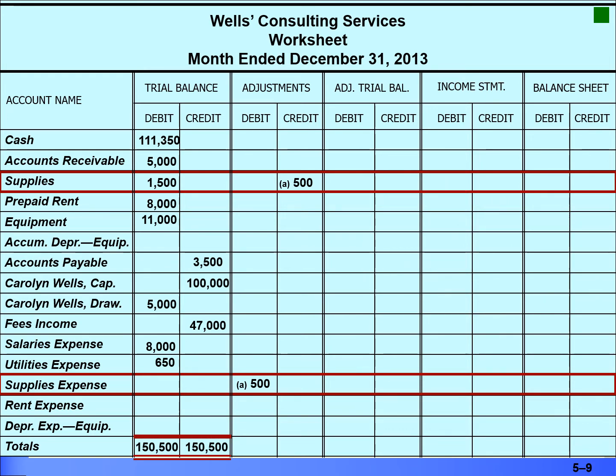And so eventually, this $1,500 right here of supplies debit, you're going to subtract that 500, and then in the adjusted trial balance, you're going to put $1,000 right there. That should reflect making your adjustment. And then down here, since you didn't have a supplies expense account set up yet, you added it. Here's your debit. So then in your adjusted trial balance, you would pull over a $500 debit for that account as well.